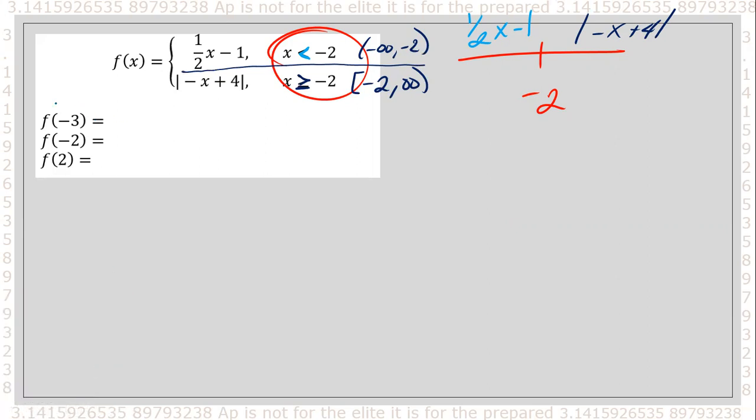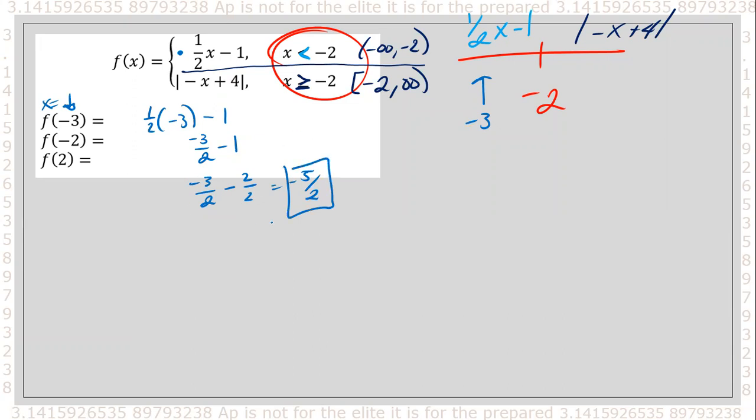So -3, right, my x is this value right here. When x is -3, it is on this side. So I'm going to go ahead and use 1/2 x minus 1, which is this one right here. So it's going to be 1/2 times my x, which we just said is -3, minus 1. So it should be -3/2 minus 1. Here I try to see if you guys were able to do some manipulation for the fractions, and 1 is the same thing as 2/2. So you should have -5/2. Okay. The next one says f of -2.